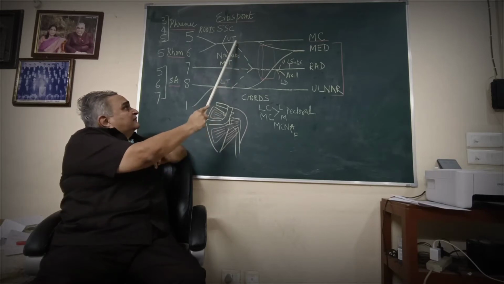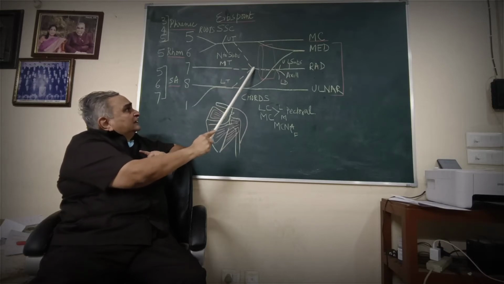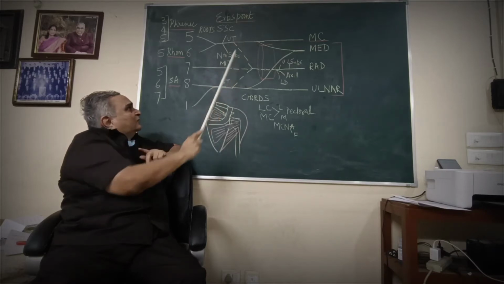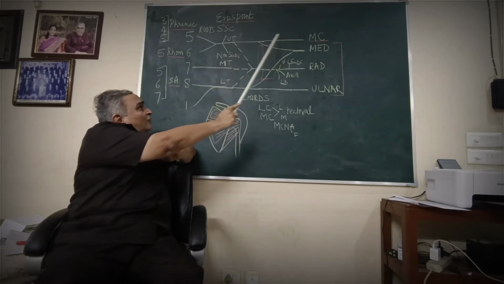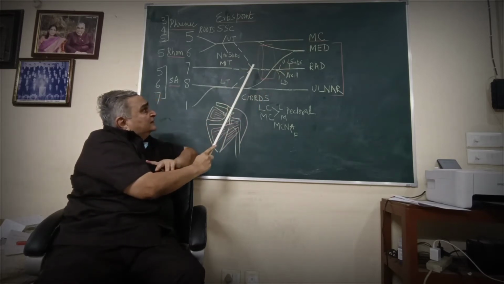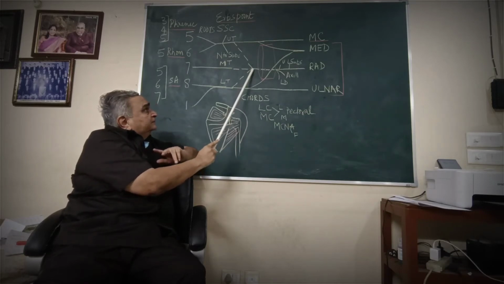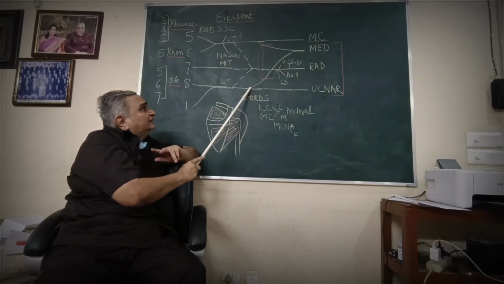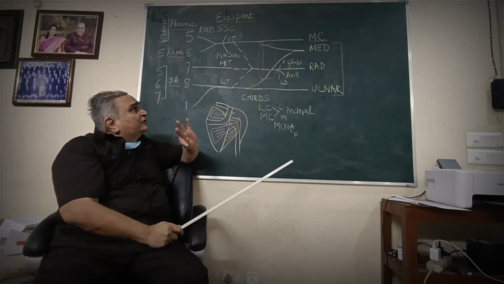The trunks divide into the anterior and posterior divisions. The posterior divisions are dotted. They form the posterior cord. The upper trunk continues with the lateral cord, and the lower trunk as the medial cord. The lateral cord continues as the musculocutaneous nerve. The medial cord as the ulnar nerve. The posterior cord as the radial nerve, and the median nerve arises from both the lateral and the medial cord. So 3 cords and 4 nerves.